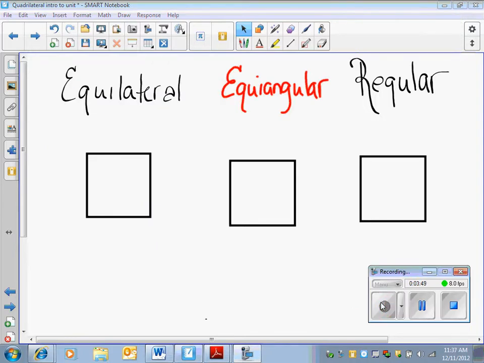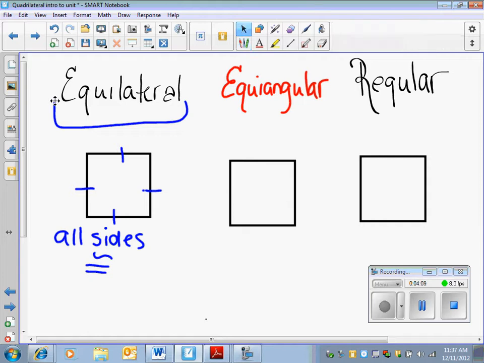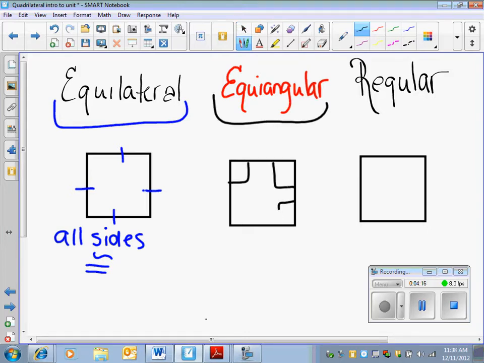Okay, we're going to take a look at 3 vocabulary words. The first vocabulary word is equilateral. If something is equilateral, it means that all sides are congruent. Let's look at our next vocabulary word, one that we've seen before. It is called equiangular. If something is equiangular, it means all angles are congruent.